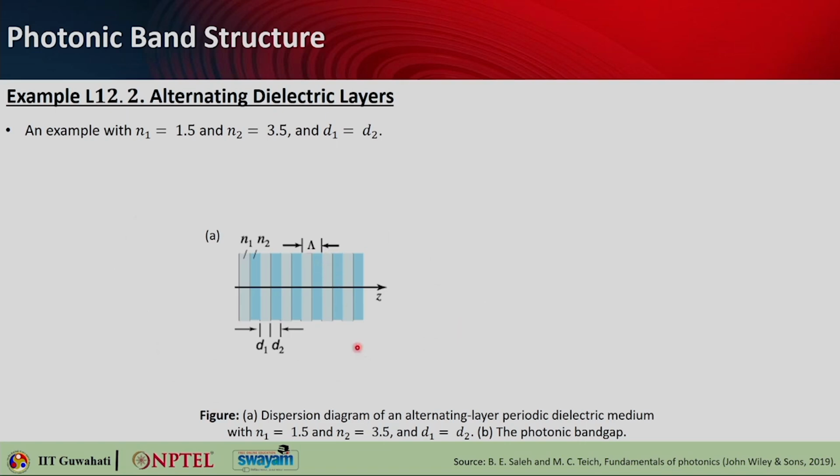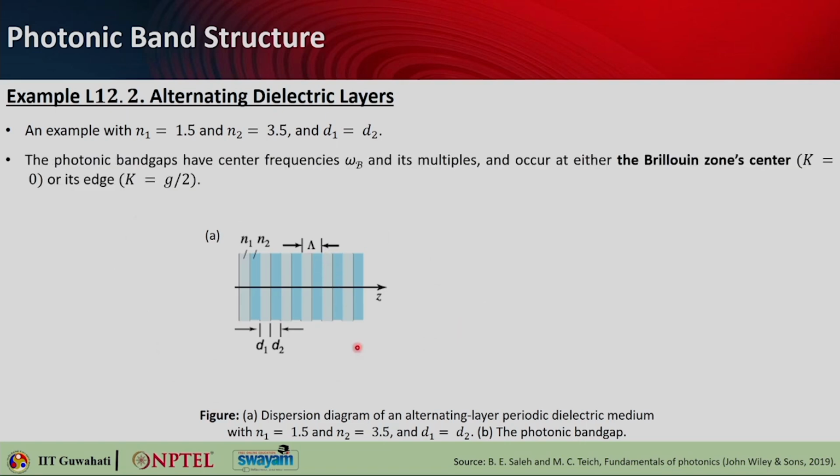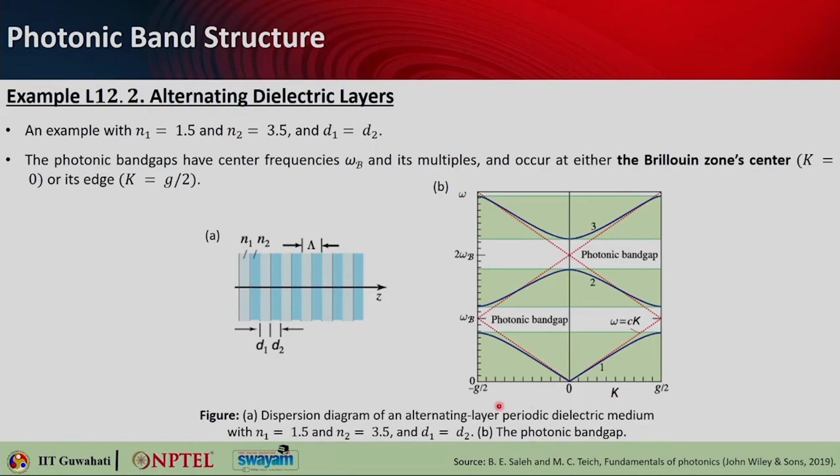If you take this and try to calculate the dispersion relation, you will see that the photonic band gaps have center frequencies at omega b, and its multiples like 2 omega b, 3 omega b, and so on, and they occur at either the Brillouin zone center, that is k equals 0, or at the edges, that is k equals plus minus g by 2. So, this is the range of the Brillouin zone. So, k value starts from minus g by 2 to g by 2 as we discussed before.